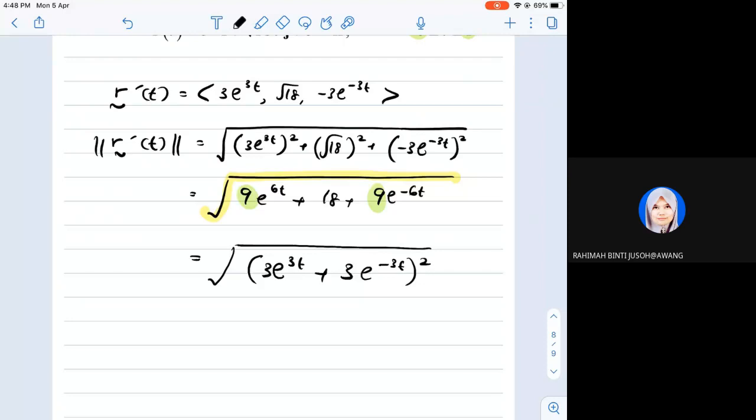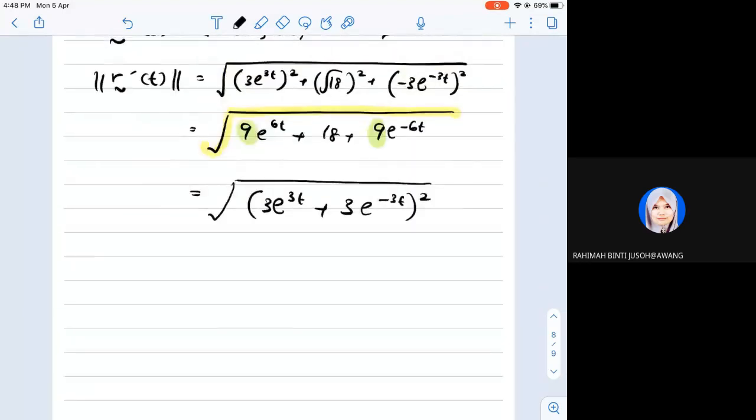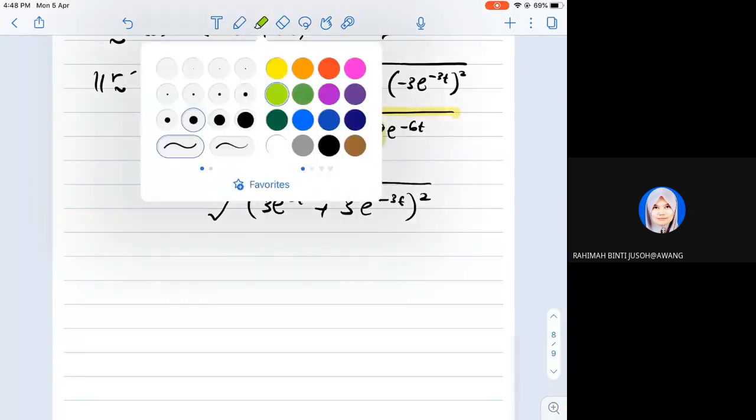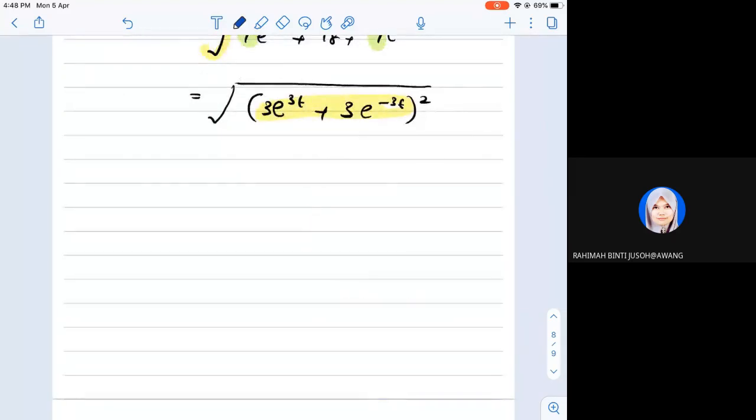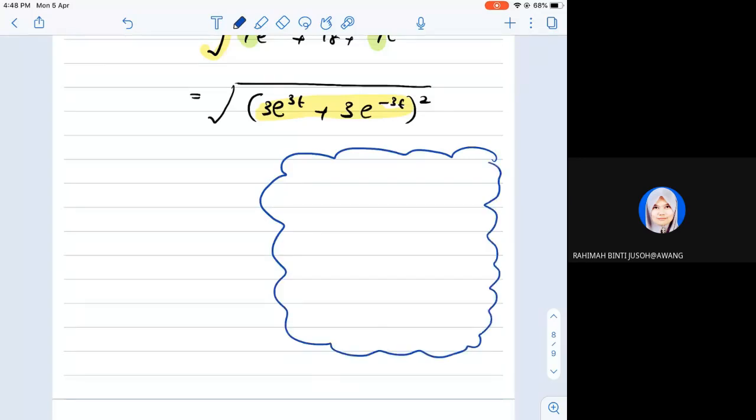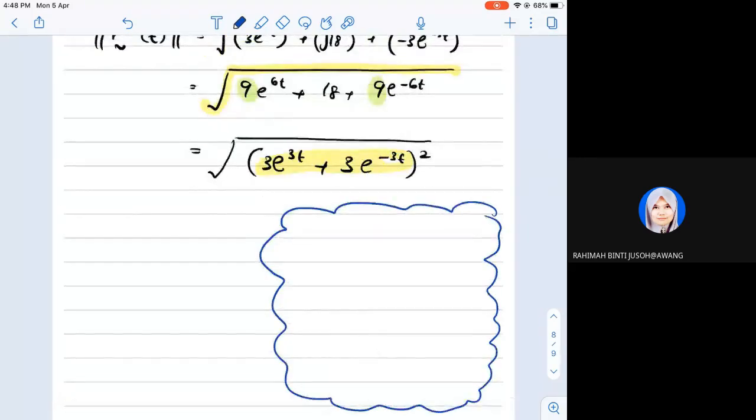kuasa 2. Okey, sekarang kita nak tengok betul tak kuasa 2, hasil kuasa 2 yang dalam kurungan ni akan menghasilkan yang atas ni. Sama ke tak sama? Okey, jom saya tunjuk kat tepi ni. Tengok, 3 exponent 3T tambah 3 exponent negative 3T squared.